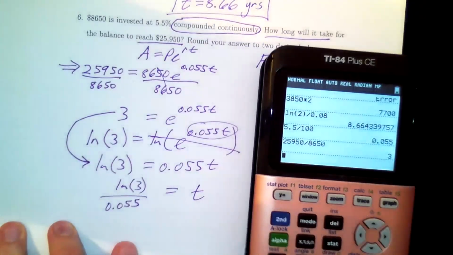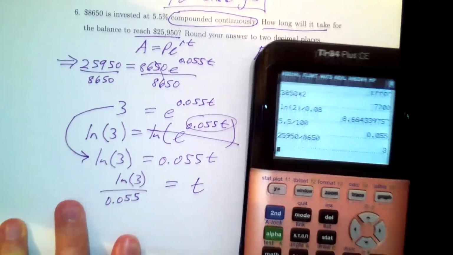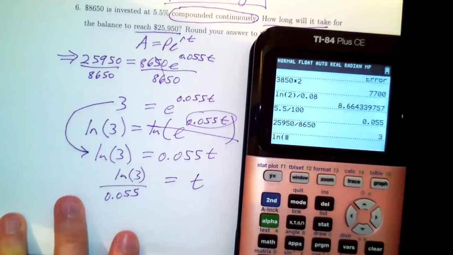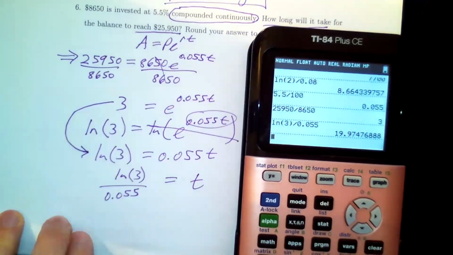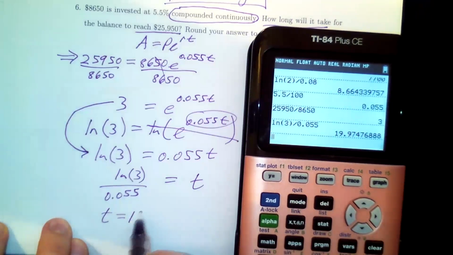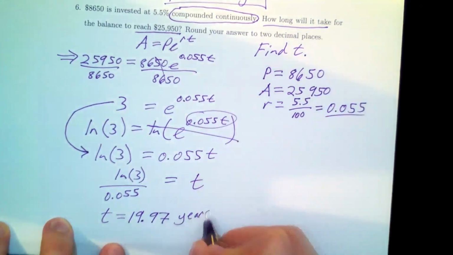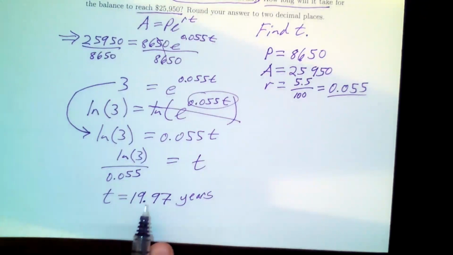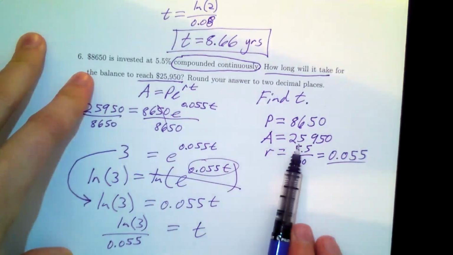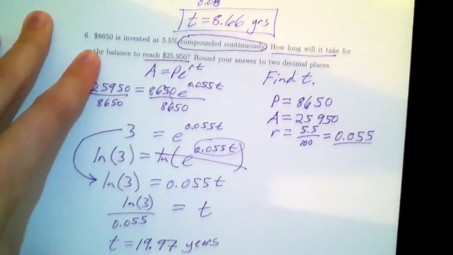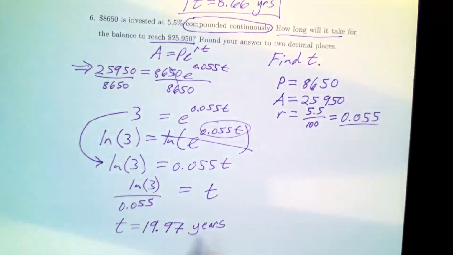And we will round to 2 decimal places, it says. ln, make sure you use your ln key and not the log key. ln of 3 divided by 0.055. You get t is 19.97 years. So it'll take just shy of 20 years for my principal amount of money to grow to $25,950 if invested under these conditions.